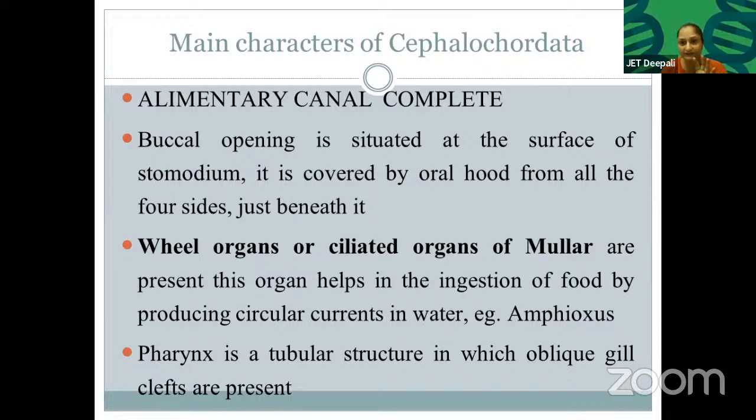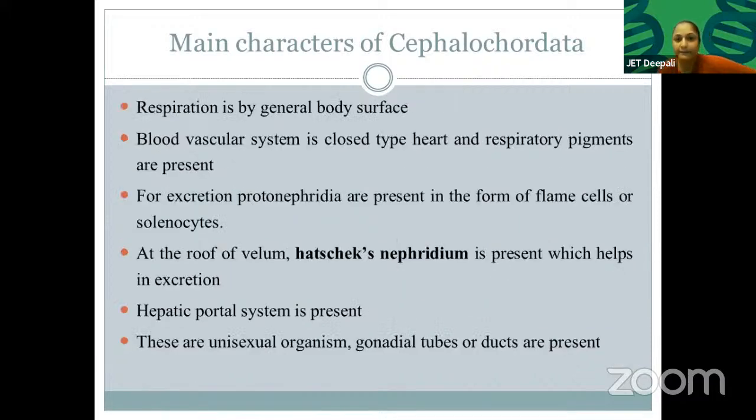Pharynx is a tubular structure in which oblique gill clefts are present, like fishes having gill clefts like this. Main characters of cephalochordates again. Respiration is by general body surface. Means they are not having any proper respiratory organs, like branchial apertures or atrial apertures.